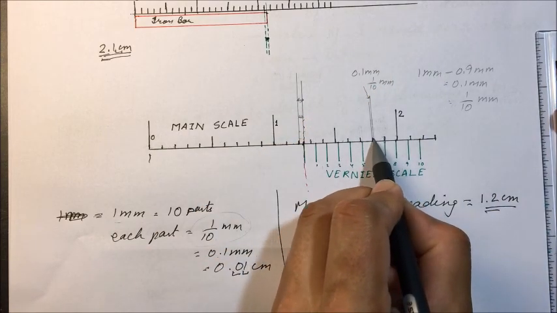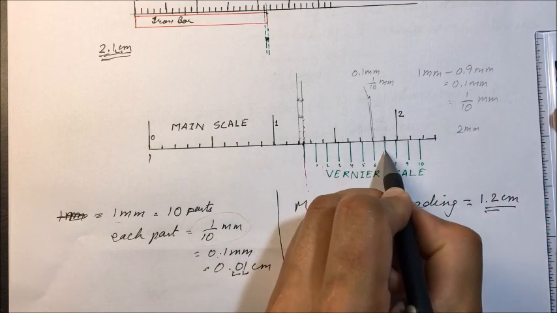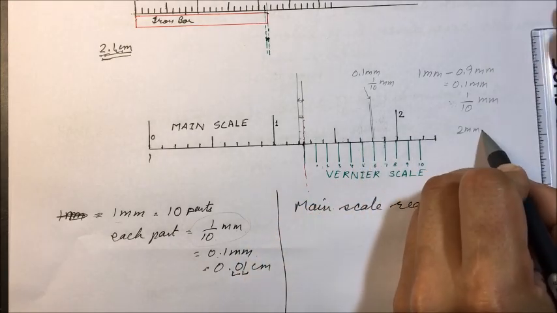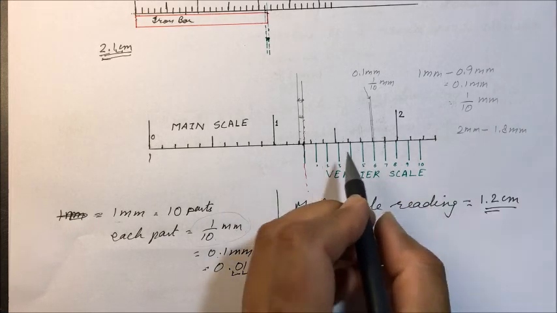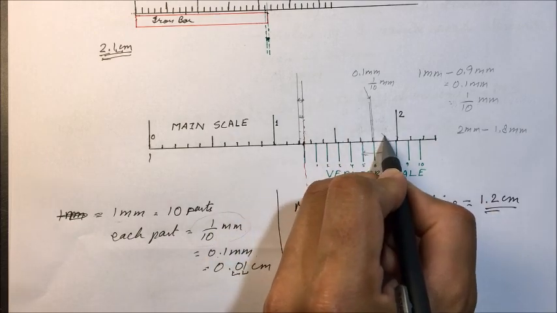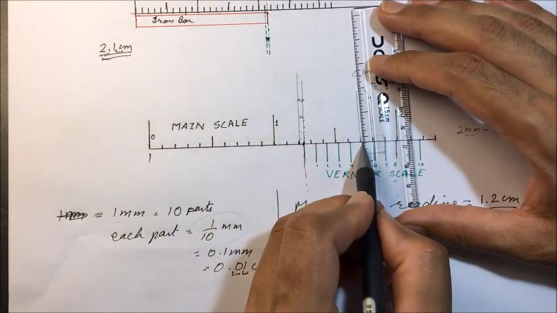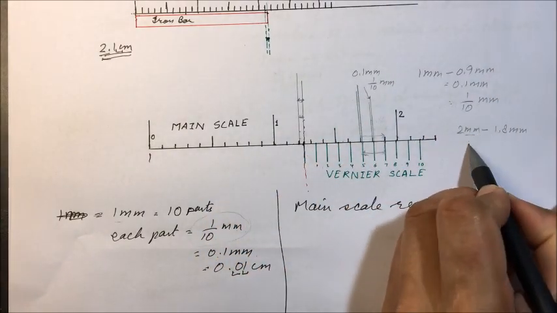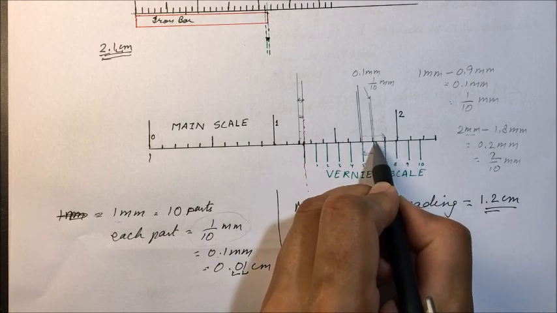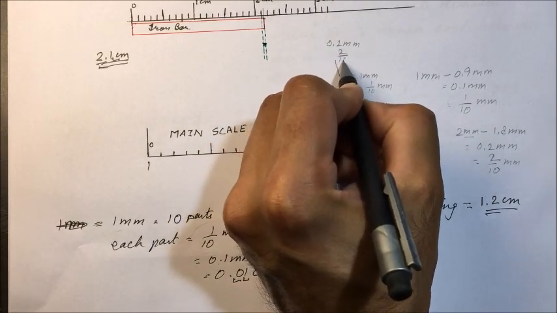Now consider from the 7th, 1 division main scale, then 2 divisions. So from this point, this reading will be 2 mm. And from this point, this reading will be 0.9 plus 0.9, that is 1.8 mm. So this length will be 1.8 mm, and from here to here, this length will be 2 mm. So this difference will be 0.2 mm or 2/10 mm. So for the second division, this will be 0.2 mm or 2 by 10 mm.